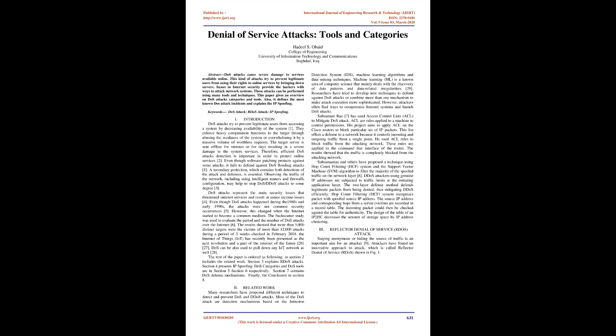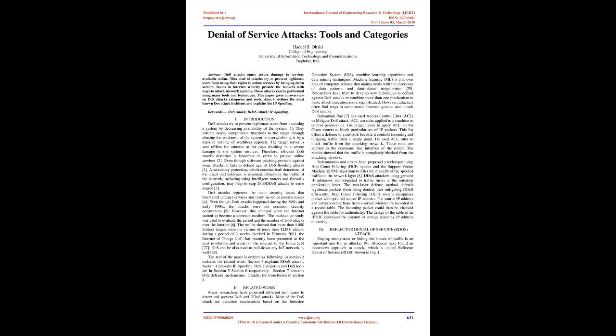These attacks can be performed using many tools and techniques. This paper gives an overview of DoS attack categories and tools. Also, it defines the most known DoS attack incidents and explains IP spoofing. Keywords: DoS attack, RDoS attack, IP spoofing.